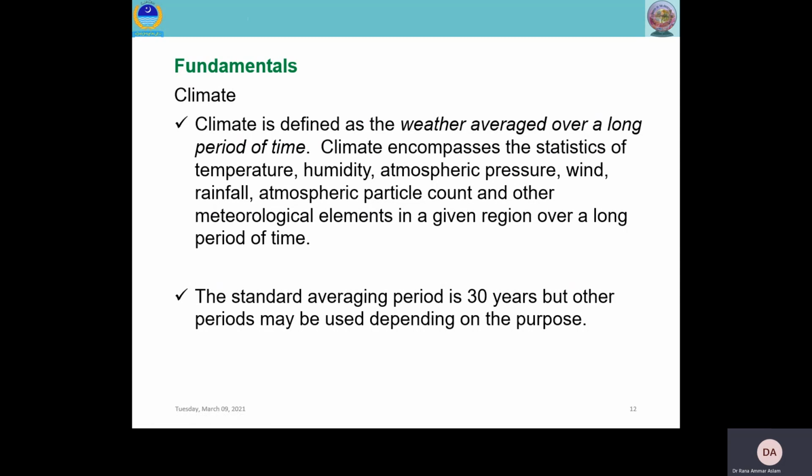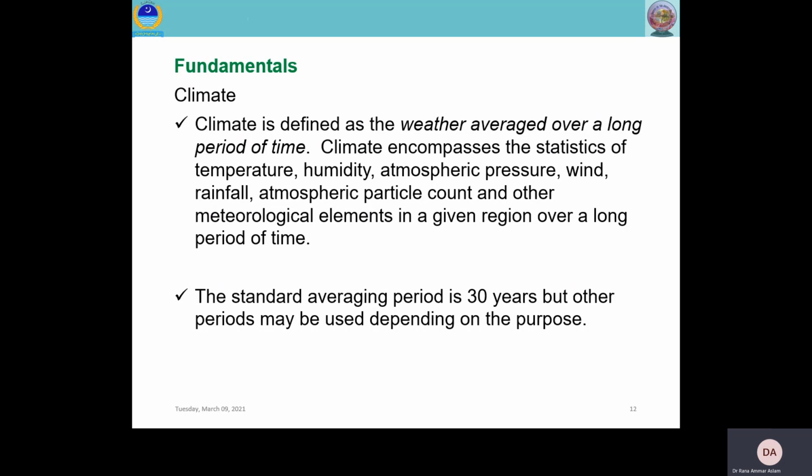Since climate involves calculations, climate encompasses the statistics of temperature, humidity, atmospheric pressure, and the other parameters, right? And the minimum, or the recommended, standard period to define the climate for an area is 30 years, and this 30 year period is defined by the WMO, World Meteorological Organization.